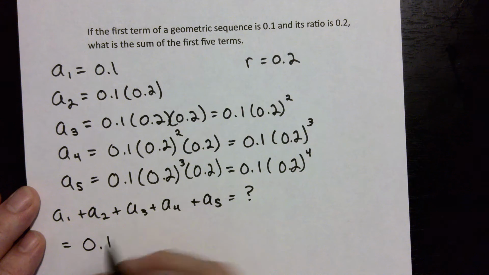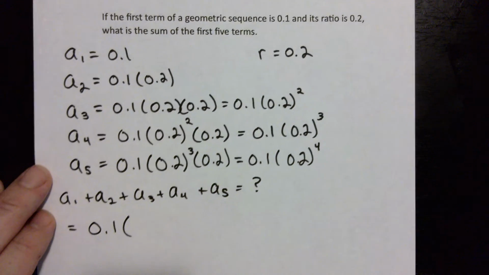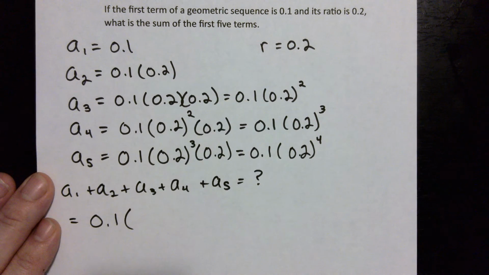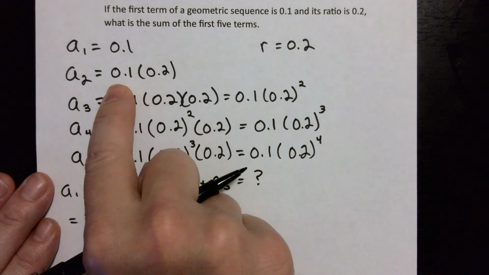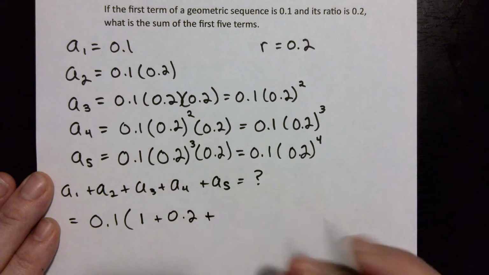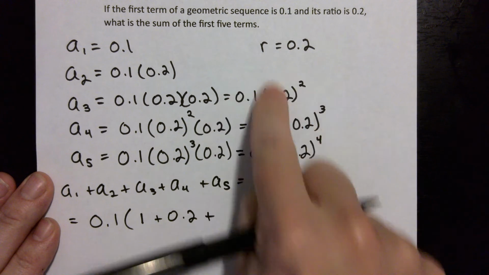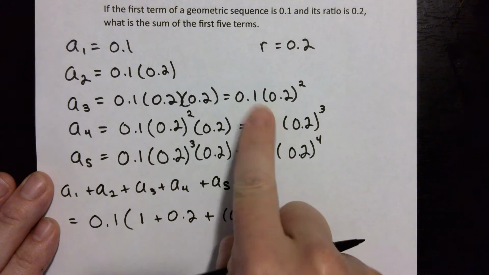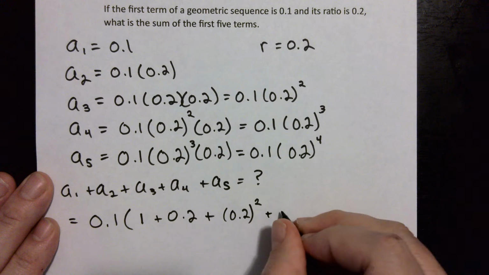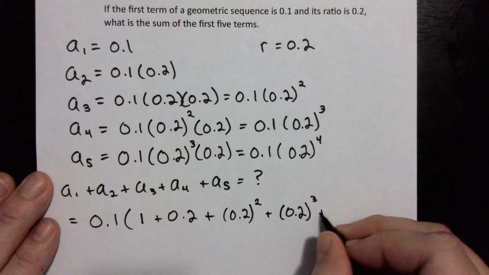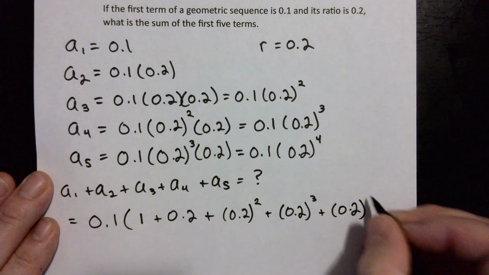Remember, factoring is the same thing as dividing. If we divide out a 0.1, what happens if I divide 0.1 by 0.1? Anything divided by itself is 1. If I divide a 0.1 out of this, the 0.2 is left, so plus 0.2. If I divide a 0.1 out of this, 0.2 squared is left, so plus 0.2 squared. The same here: factor that out and you get 0.2 cubed. And finally, factoring the 0.1 out of the last term, you get 0.2 to the fourth.